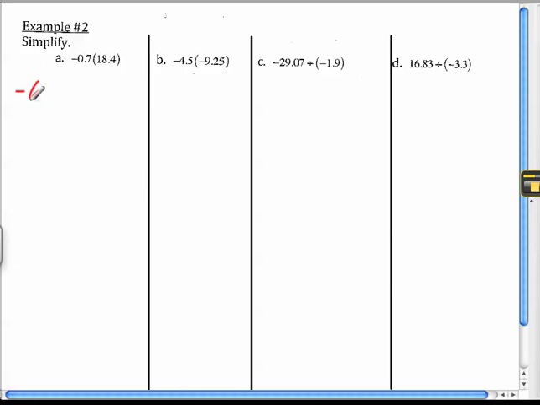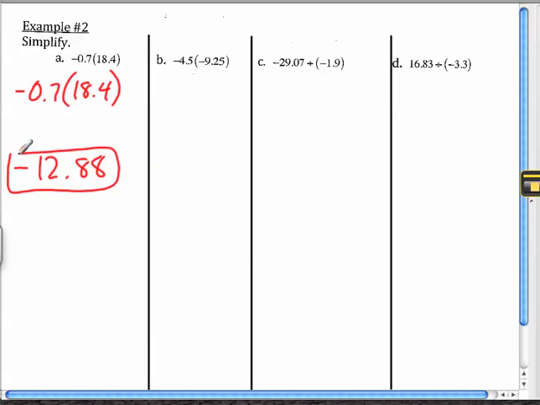It says negative 0.7 times 18.4. Gentlemen, what is a negative times a positive? Cole? It is negative. And then we just take the two numbers and multiply them. You had the calculator in front of you. So what did you get there, Cole? I'm going to use my calculator as well and see if you get it right. 12.88. I got negative 12.88 as well, Cole.